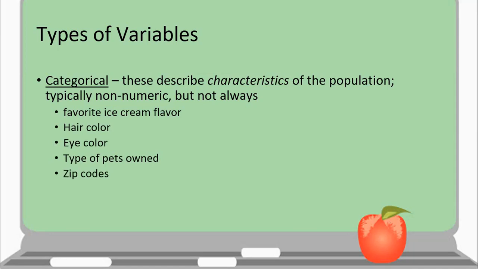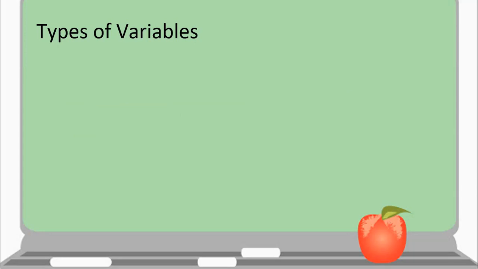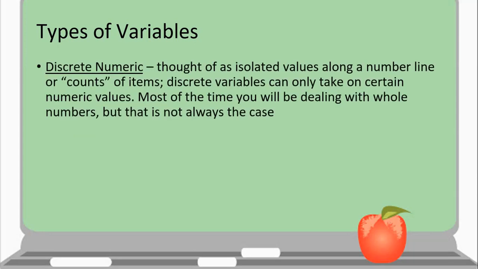Zip codes. Here's something that's numeric in nature, but really is categorical. Think about what a zip code or an area code really describes. It describes a geographic location. So these are just some examples of categorical data, things that look at characteristics. The other type are numeric variables, and within numeric there are two types that we study, the first of which is discrete numeric. These are thought of as isolated values along a number line, or counts of items. Discrete variables can only take on certain numeric values. Most of the time we will be dealing with whole numbers, but that's not always going to be the case.